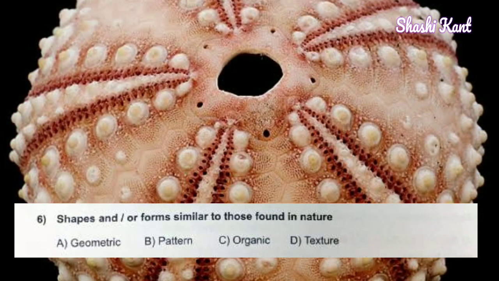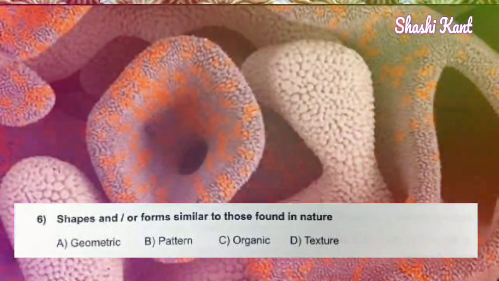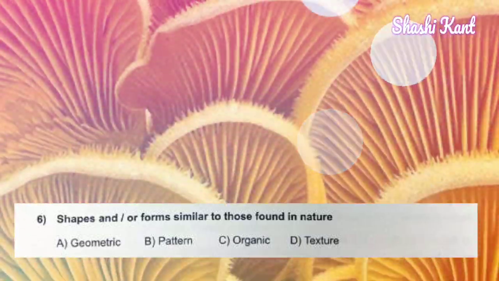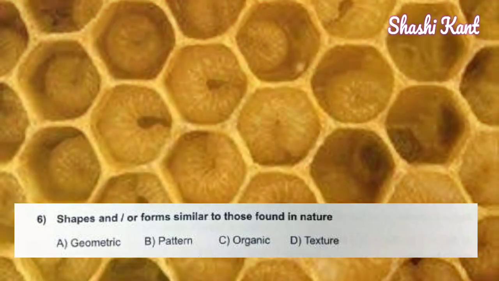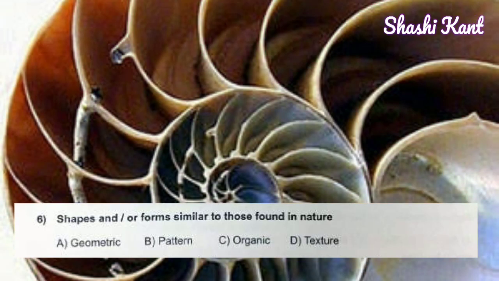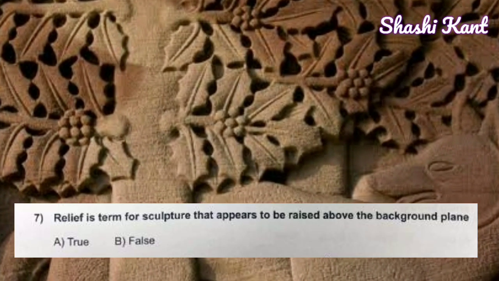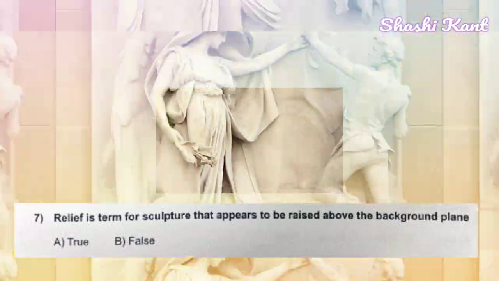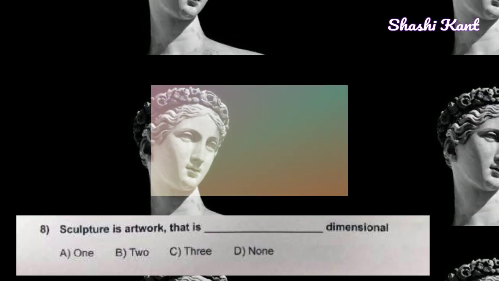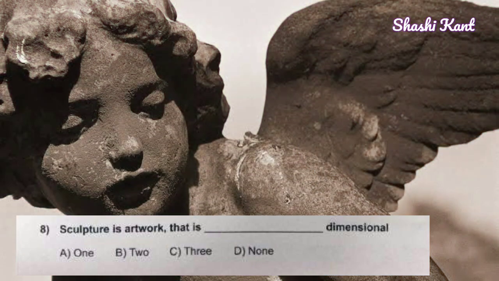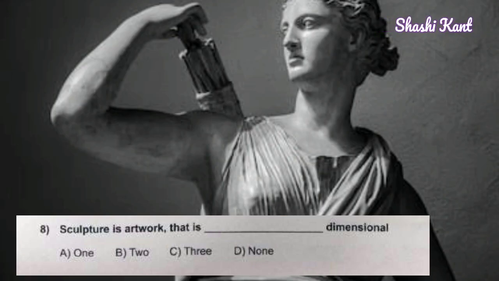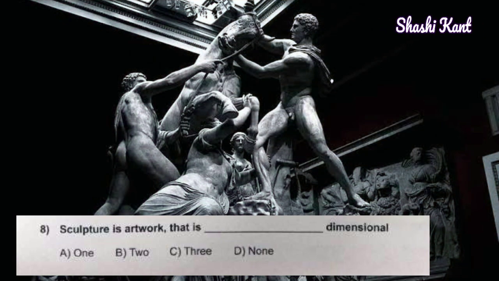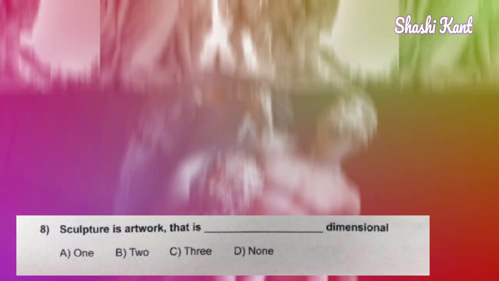Question number 6. Shapes and or forms similar to those found in nature. A. Geometric, B. Pattern, C. Organic, D. Texture. And the correct answer is A. Geometric. Question number 7. Relief is a term for sculpture that appears to be raised above the background plane. Options are A. True, B. False. And the correct answer is A. True. Question number 8. Sculpture is an artwork that is blank dimensional. A. 1, B. 2, C. 3, D. None. And the correct answer is C.